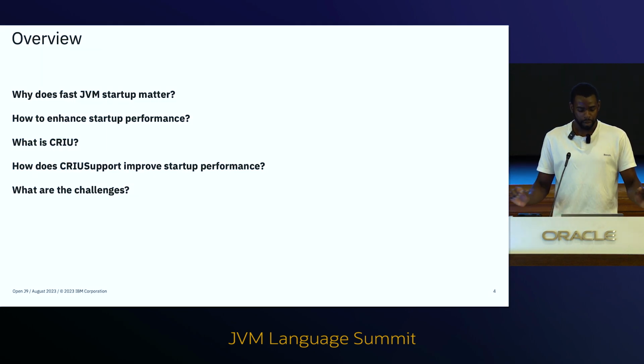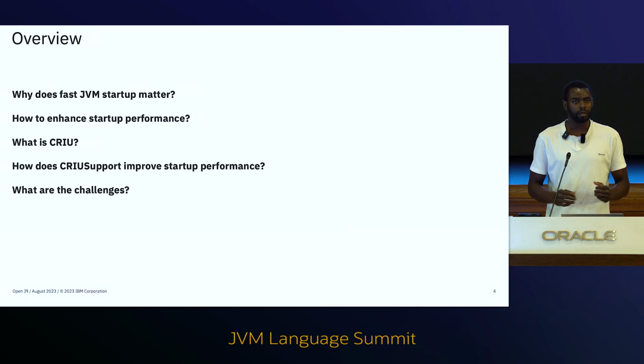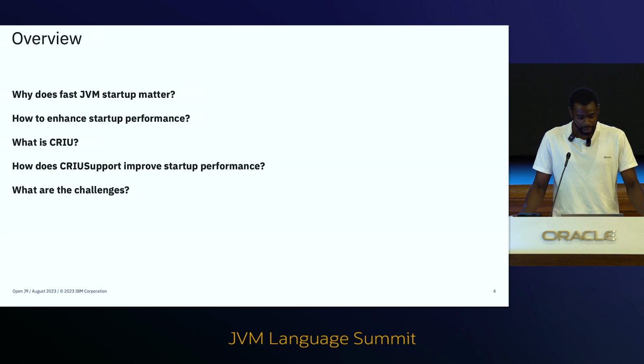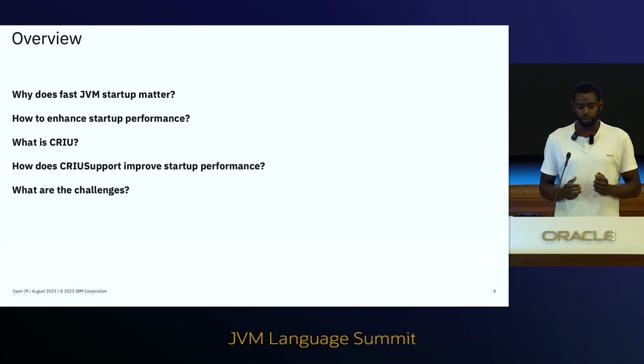So today I want to talk about a few things. First of all, I'm going to motivate why we need fast startup. Perhaps some of you already know, but I'll go through that anyways. So we'll look at why that matters. Next, we'll look at some of the existing techniques to improve startup time. So it'll be mostly a review. Then we'll look at CRIU. I'll describe what it is and how you can use it for Checkpoint Restore and how that's an alternative approach. And then we'll take a look at how CRIU is used with OpenJ9 to improve startup performance. And then lastly, we'll look at some of the challenges associated with this approach.